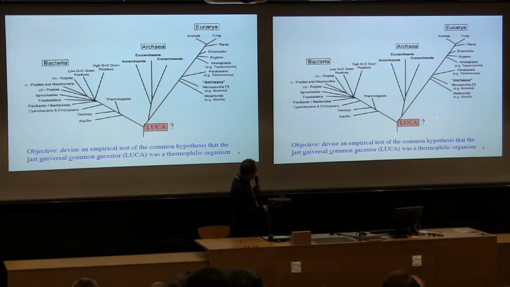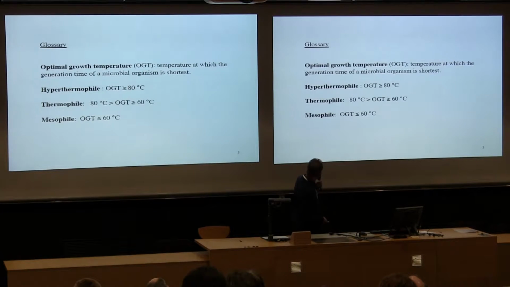That the last universal common ancestor was itself a thermophilic organism, by a parsimonious argument that if the deep branches of the tree are thermophilic, then their last common ancestor should have been probably itself thermophilic. So what we try to do is to devise an empirical test of this hypothesis that became very, very common, and to base that on empirical data, which are molecular sequences.